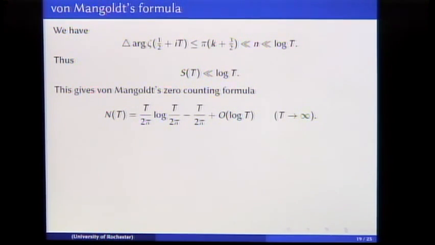Something like 20 minutes. So these are the options that we have.